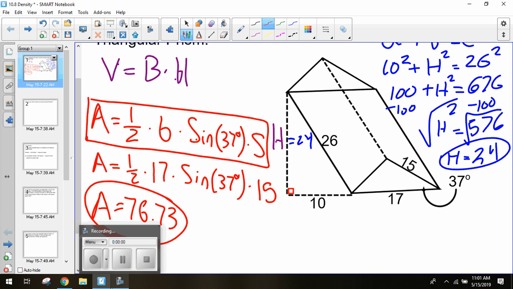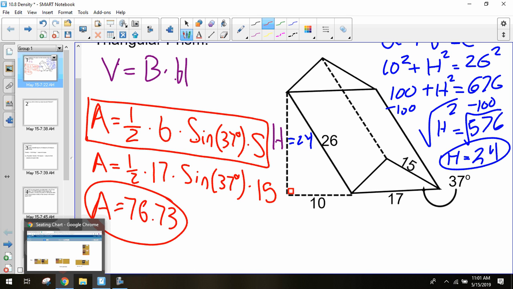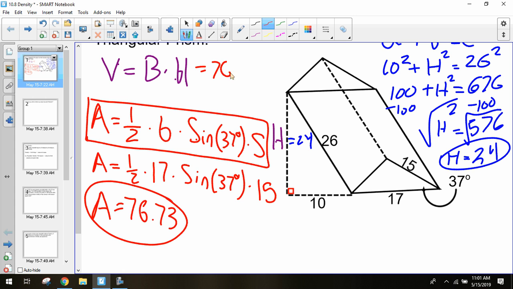I don't know if it was. Yeah, it just doesn't show up that way. And so 76.73 times our height will give us our total. So our final volume should be like 1,841.